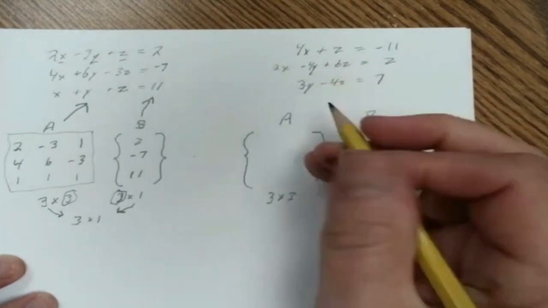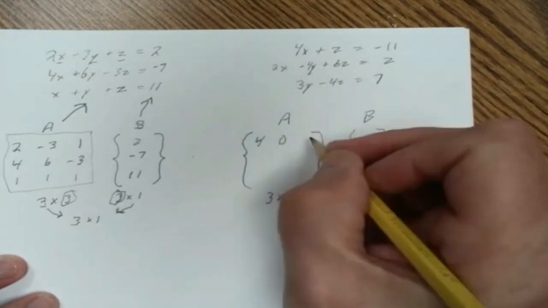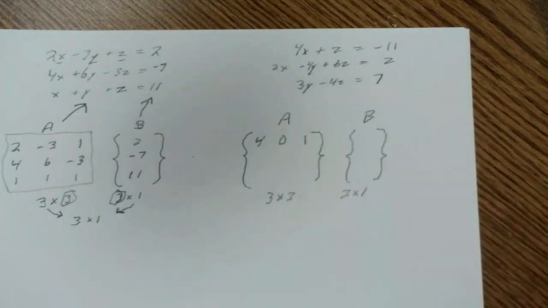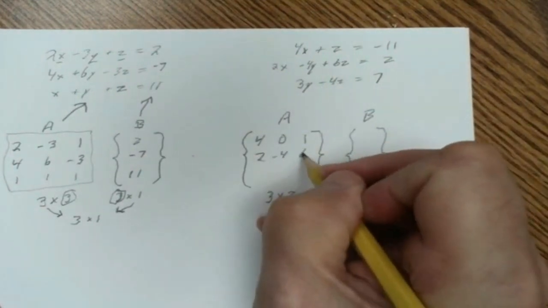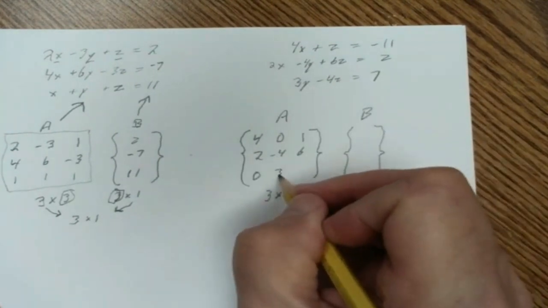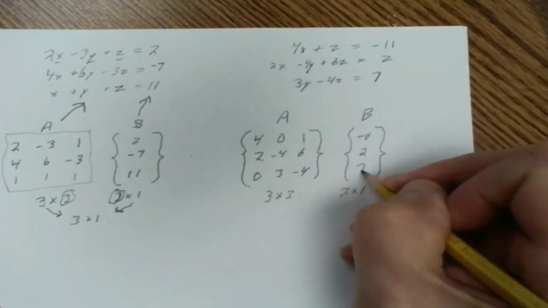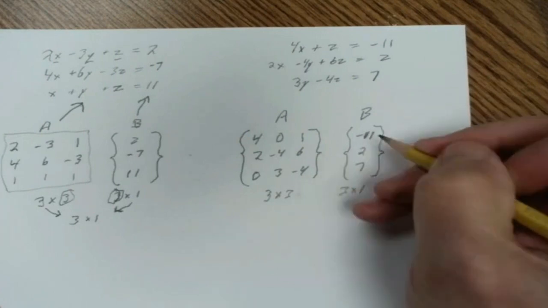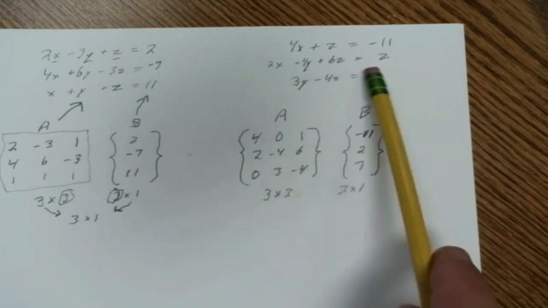So this first line, what's x? X is 4. What is y? Y is missing, so it is 0 and 1. That's the tricky part. If you have three variables, you still need to put the coefficient for all three variables. Y has the coefficient of 0 in the first one. Then we have 2, -4, and 6. And then here we just have y and z. So x has a coefficient of 0, 3, and -4. We have -11. We have 2. We have 7. There we go. So that would be the matrices that represent this system of equations.